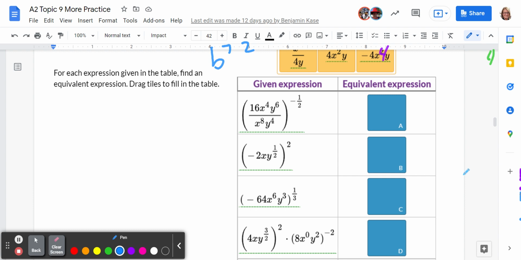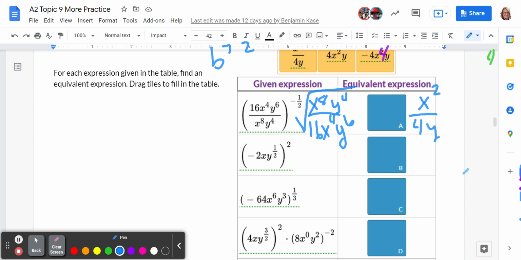So I know that I want the square root of x to the 8th, y to the 4th, over 16, x to the 4th, y to the 6th. You can go ahead and clean this up before you start taking square roots. But once we go through all of that, we end up with x squared over 4y.